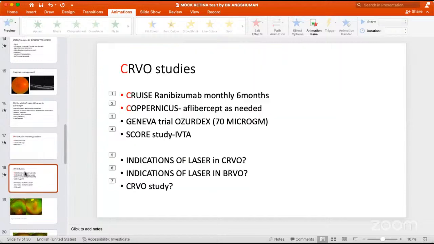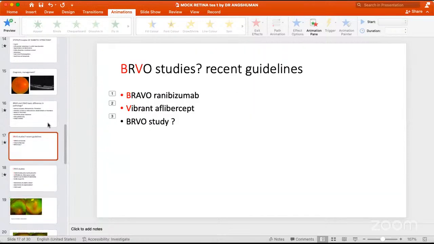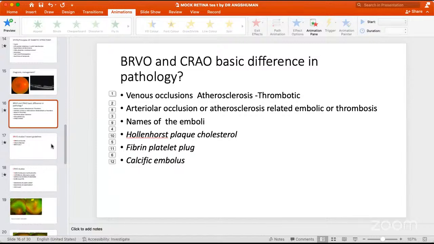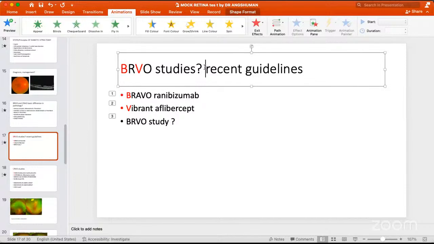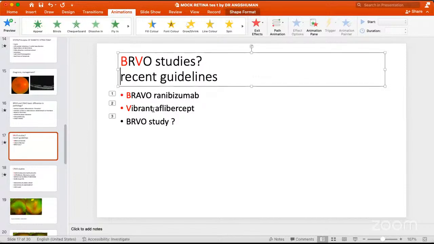So this is another. These are some studies you should know. BRVO studies, the minimum you should know. What are the recommendations or findings of the BRVO study? Can anybody elaborate? What did they discuss? What was the outcome of the BRVO study? Recent guidelines, I'm meaning to say this one. Can anybody discuss the BRVO studies?